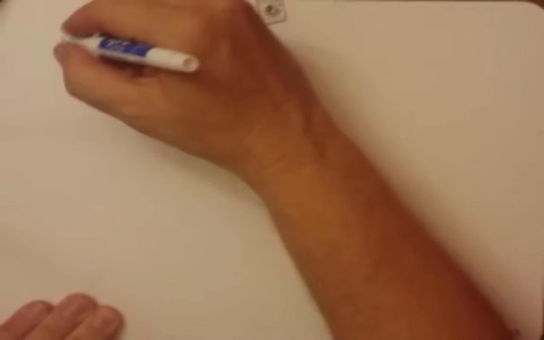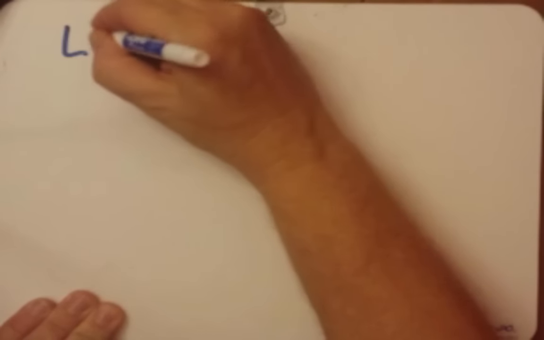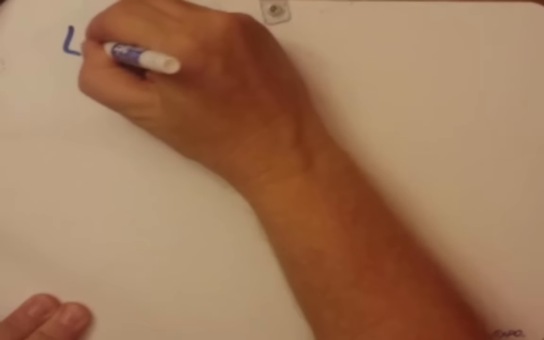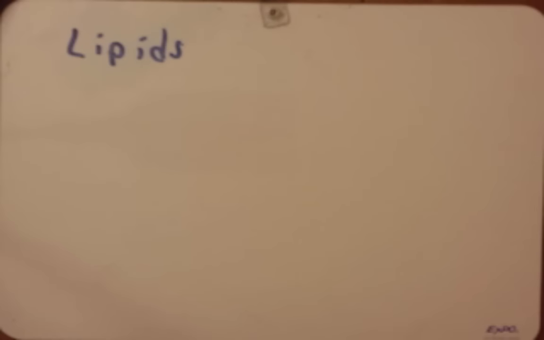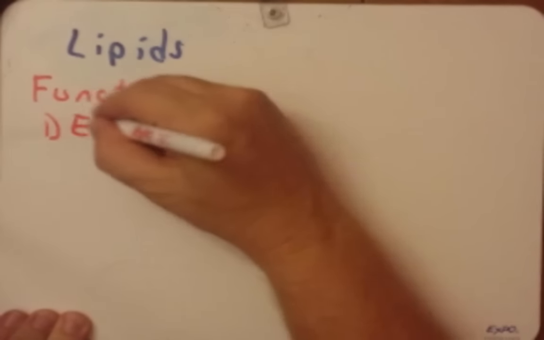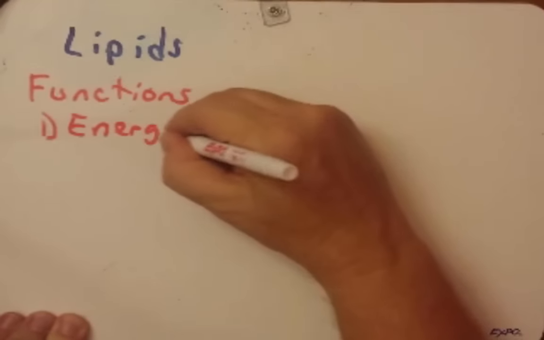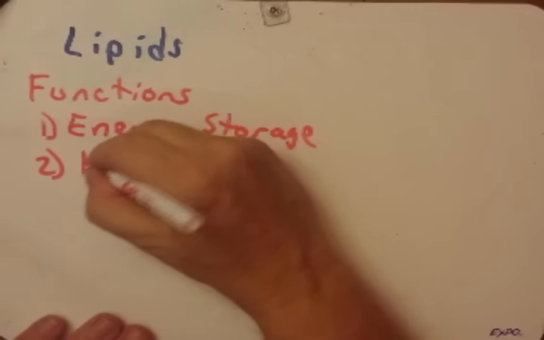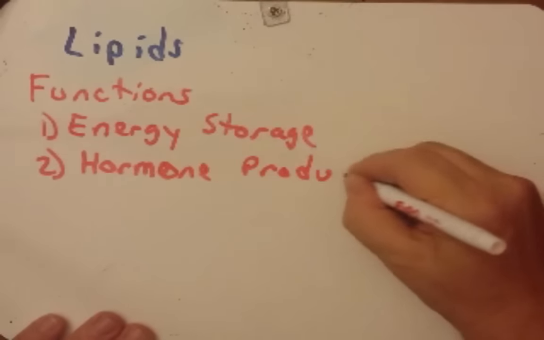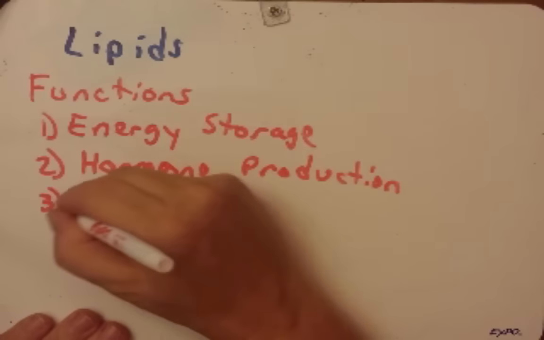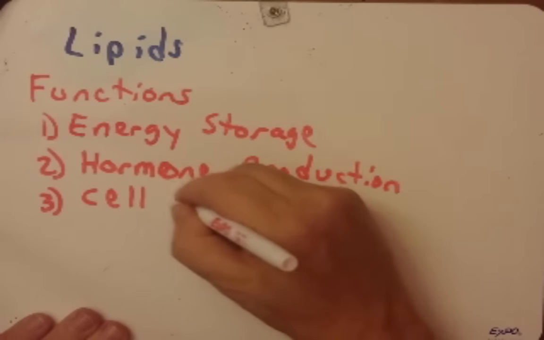The last thing I want to talk with you about is the fourth macromolecule. And if you've been keeping score at home, that last macromolecule includes the lipids. As we've done in the past, let's first start talking about some of the functions of lipids. They're a great source of energy storage. Lipids themselves can be hormones, so they're important in hormone production. And they're incredibly important in holding together the cell membrane.